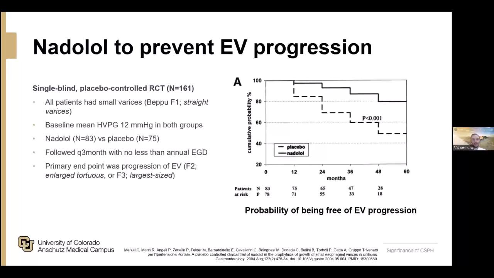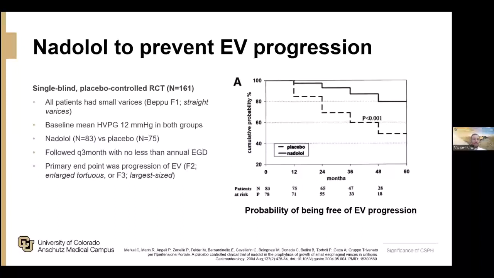This is a study that was a single-blind placebo-controlled RCT of 161 patients. And I'd add that most of these studies are single-blind because of the nature of titrating beta blockers and performing endoscopy. All patients in this study had small varices, but it used a classification system called the BEPU, and specifically the form subgroup of that classification that is qualitative. So F1 was straight varices. These patients were sicker than the study I just showed you. They had an HVPG at baseline of 12. So these are our patients with clinically significant portal hypertension as supported by the presence of varices.